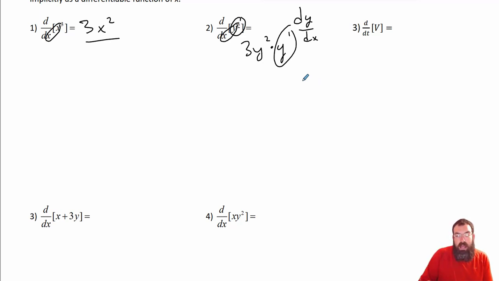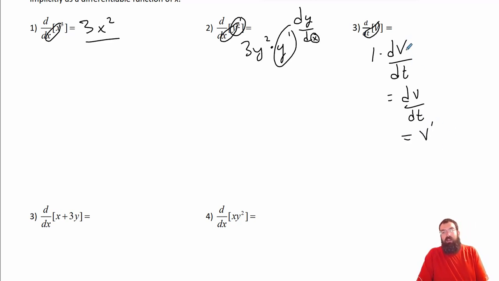Because we don't know what y is, we're not differentiating with respect to y. Hopefully we understand that since the denominator is an x, we're differentiating with respect to that variable. If the variables don't match up, then we need a y prime or a d something over dx. In this case, they don't match up either, so that's going to be 1 times dv over dt. Or you could just write it as dv over dt, or v prime. Those are acceptable. That's how you implicitly differentiate.